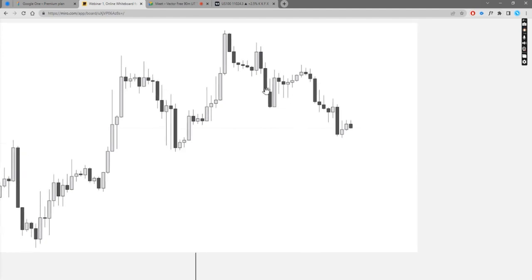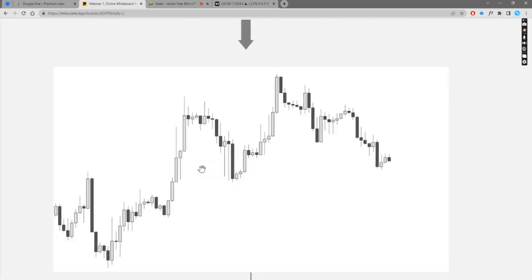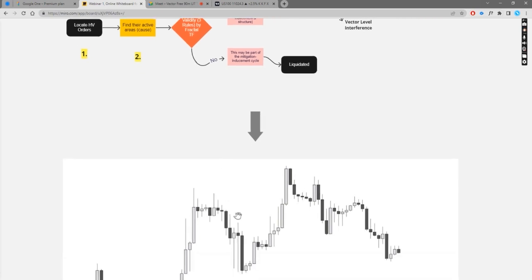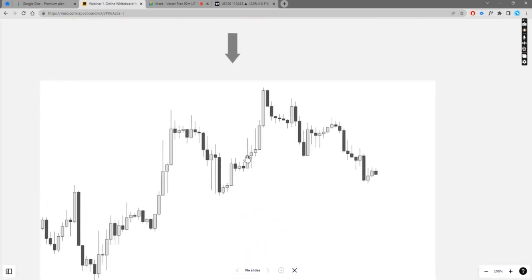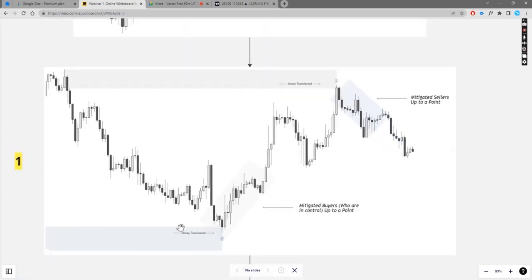So this one. Okay, I like it. Alright, so let's follow our rules, okay? So firstly, we've got to locate high volume orders, okay? And we've got to find their active areas, so their cores. So where they're active, where they're ready to get mitigated and then have that reaction. So let's have a look at this.